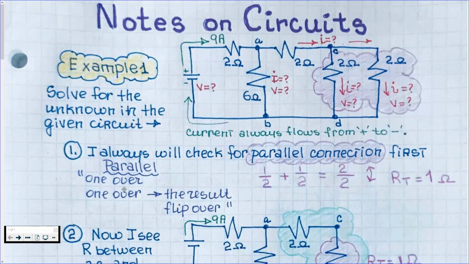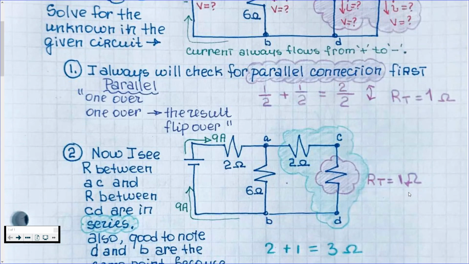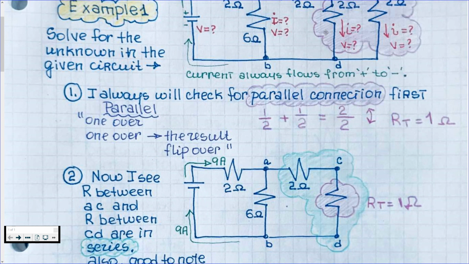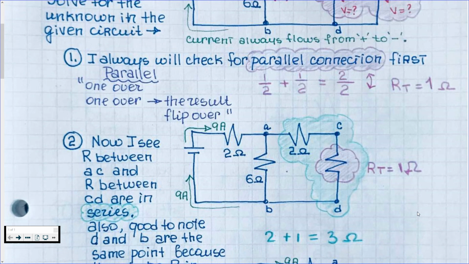To find the total resistance of two parallel resistors, I want to replace them with one resistor. I'm going to do 1 over, and then flip the result over. So I have 1 over 2 plus 1 over 2, which gives me 2 over 2. Even if I flip it, it's still a 1 ohm resistor. So I have a new circuit now. I'm going to replace these two resistors with one resistor right here, highlighted in purple, and the total resistance is 1 ohm.